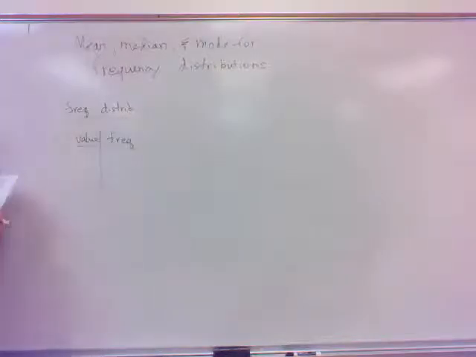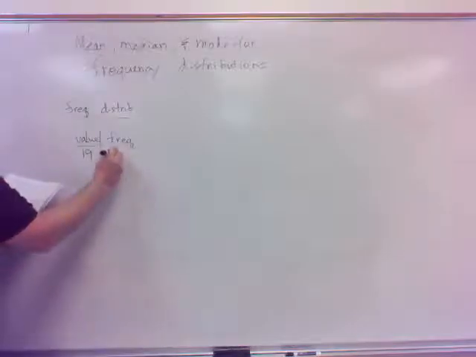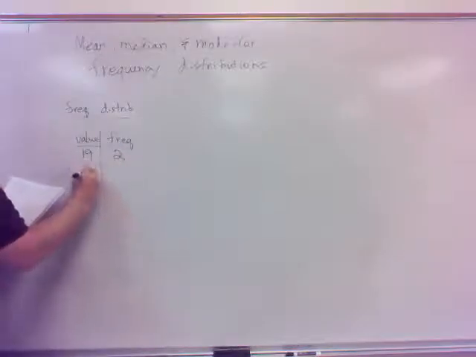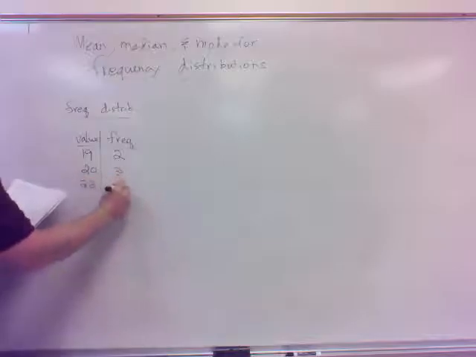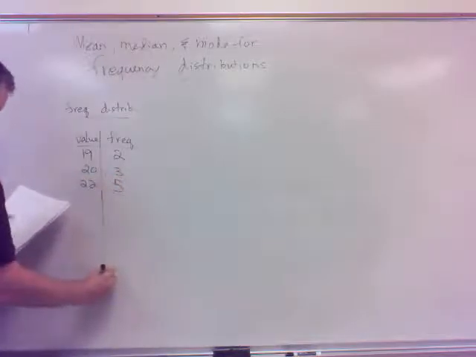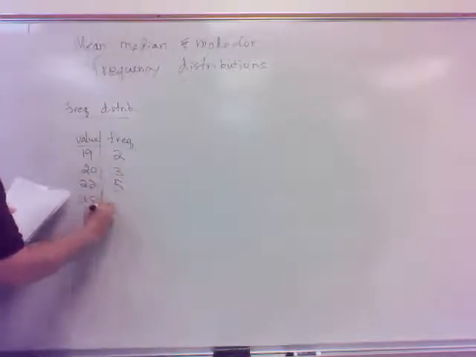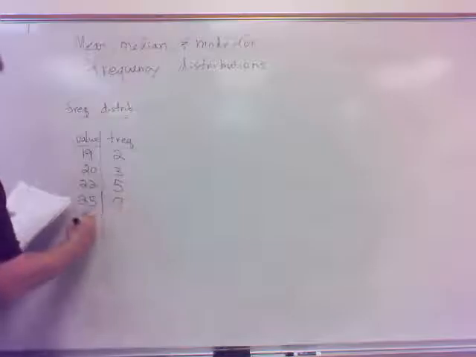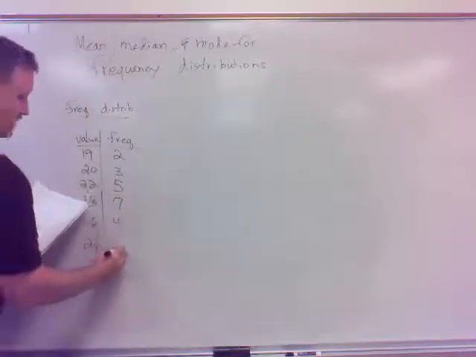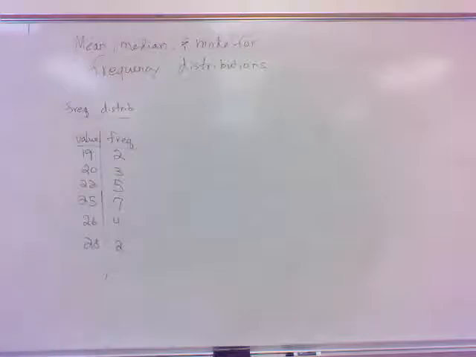For example, I could do this one: 19, frequency 2; 20 has a frequency of 3; 22 has a frequency of 5; 25, frequency 7; 26, frequency 4; and 28, frequency of 2. What does all that mean? That's a frequency distribution. What does it mean?